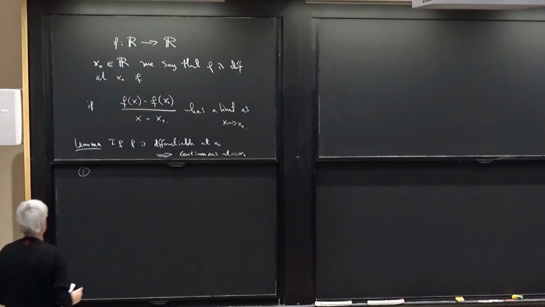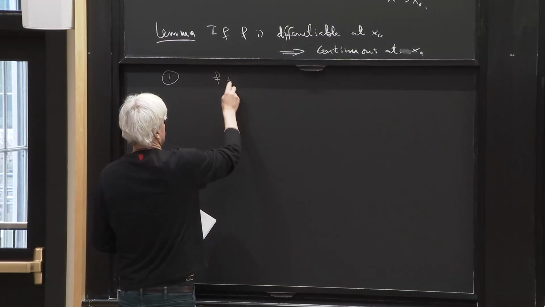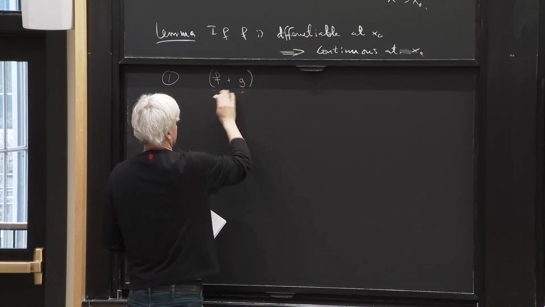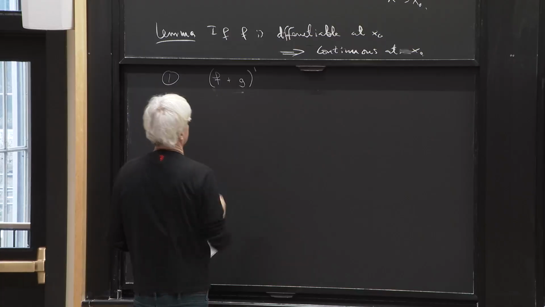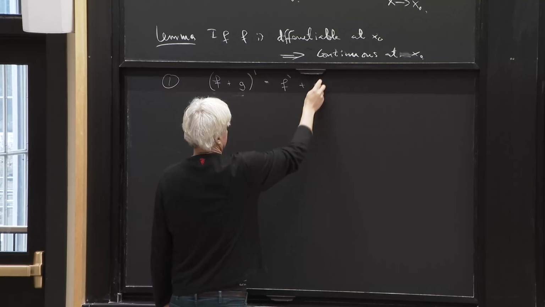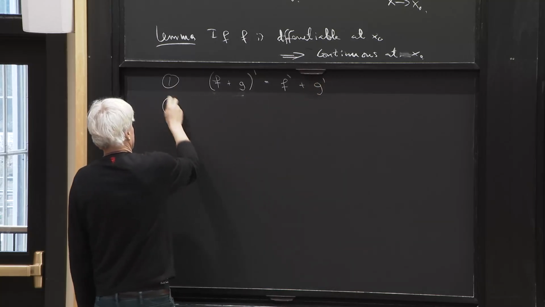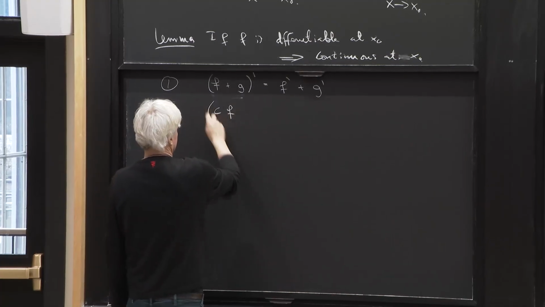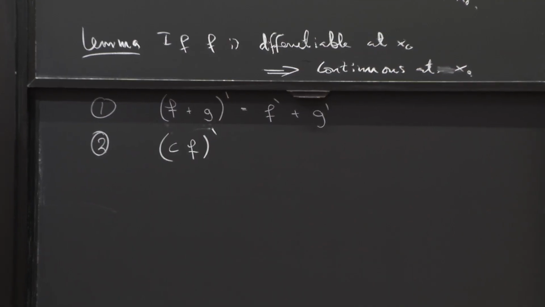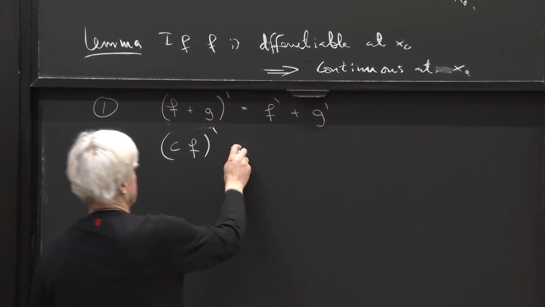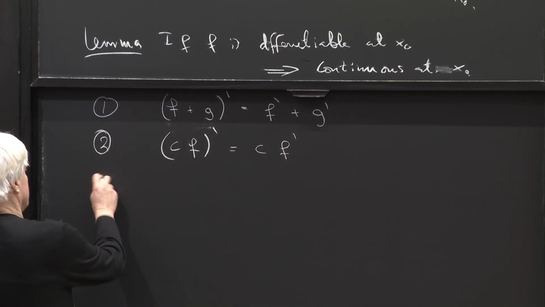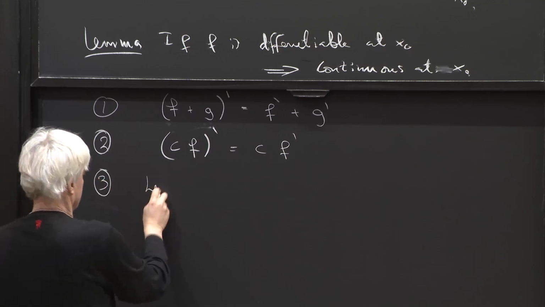If you had two functions, f and g, and they're both differentiable, and you're looking at where you add the two functions, then the sum of the two functions is also differentiable, and the derivative is the sum of the derivatives. Another thing we had was that if you take a constant times a function, and this function is differentiable, then this new function is also differentiable, and the derivative is that constant times the derivative of the original function. And then the third thing was the Leibniz rule.